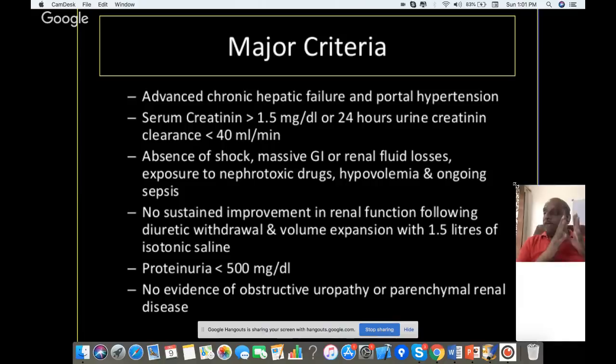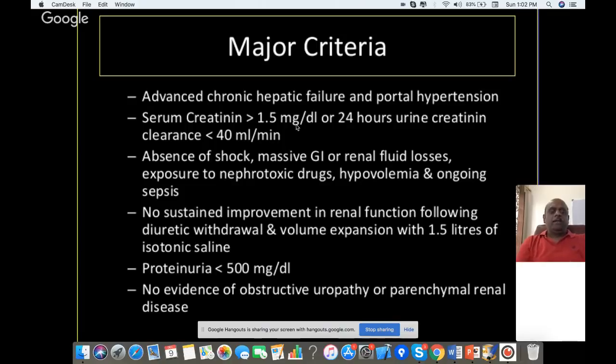So, advanced chronic hepatic failure, portal hypertension in the background, with renal failure visible. Serum creatinine more than 1.5. A 24-hour urinary creatinine clearance less than 40 is the classical feature. And there should not be a shock, there should not be any massive GI bleed or any renal fluid losses or nephrotoxic drugs or hypovolemia. None of these, or a sepsis, none of these should be the predisposing factor for the renal failure. So hepatorenal syndrome is a diagnosis of exclusion, is what you have to basically remember.